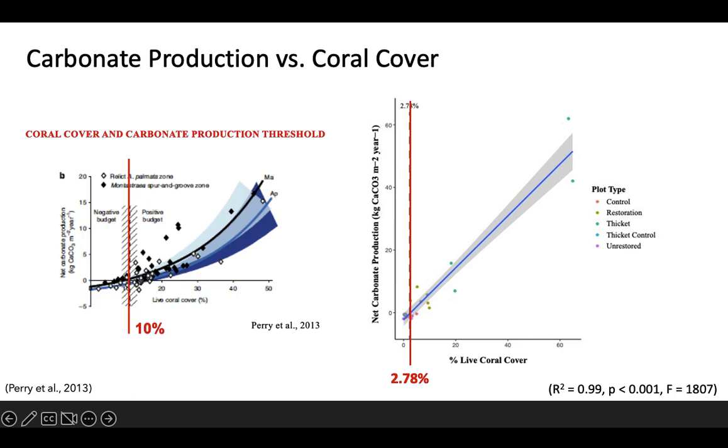Also, in a study by Perry et al. in 2013, they found that a reef can shift to a state of net carbonate production when coral cover increases beyond 10%. I found in my study that the threshold was 2.78%. This could be due to Acropora cervicornis's species-specific contribution towards carbonate production. They're a fast-growing branching species, so this is what we expect. But it also might mean that we don't have to outplant as many in a specific area at a site in order to combat the bioerosion at the site.